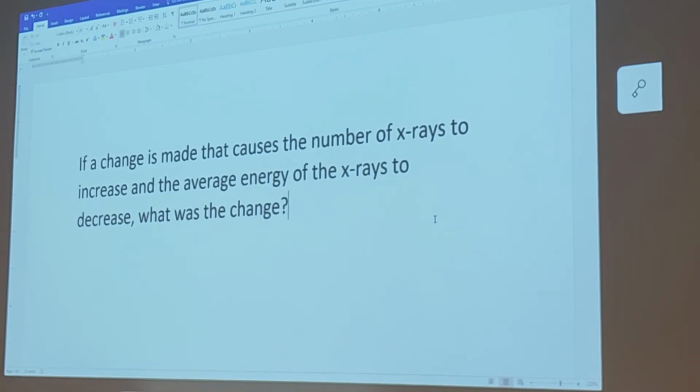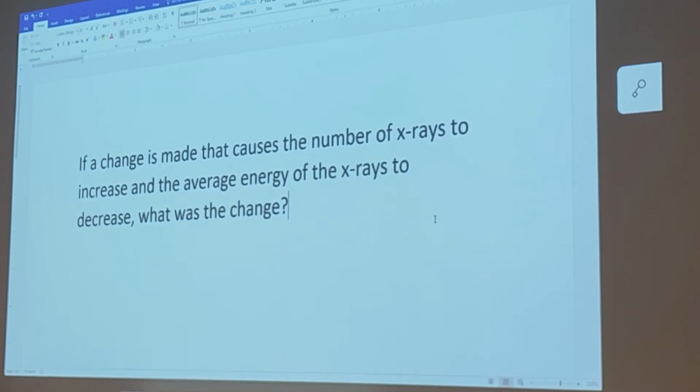Great. If you increase mass, will that also cause average energy to decrease? Does mass affect average energy? No, it does not. That's right, throwing more ping pong balls does not increase your penetrability. So average energy does not change. Does mass fit this question? No, it does not. Let's try something else. What else do we have?